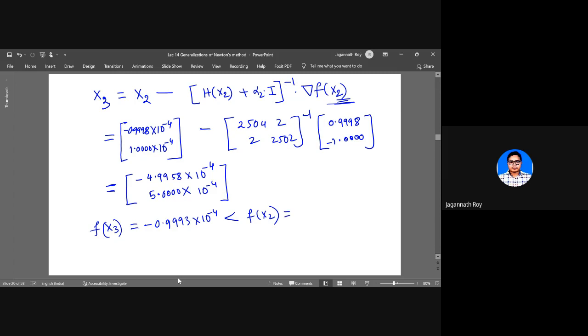because we have seen that f of x2 is minus 1.9997 into 10 to the power minus 4. So this is negative. So that is why this is smaller.